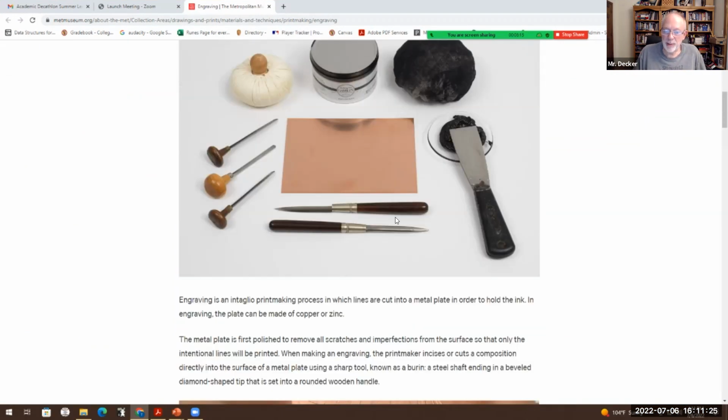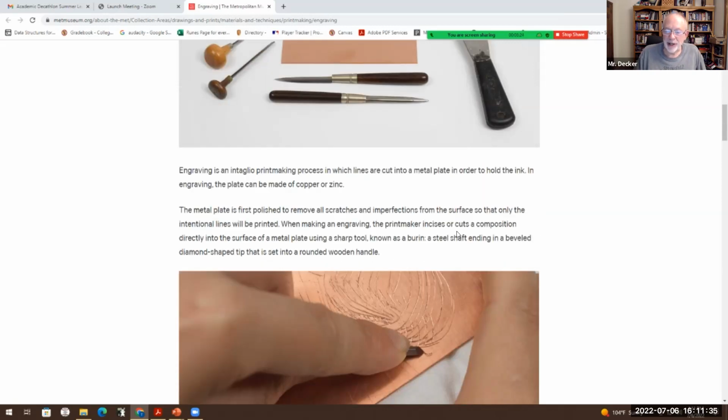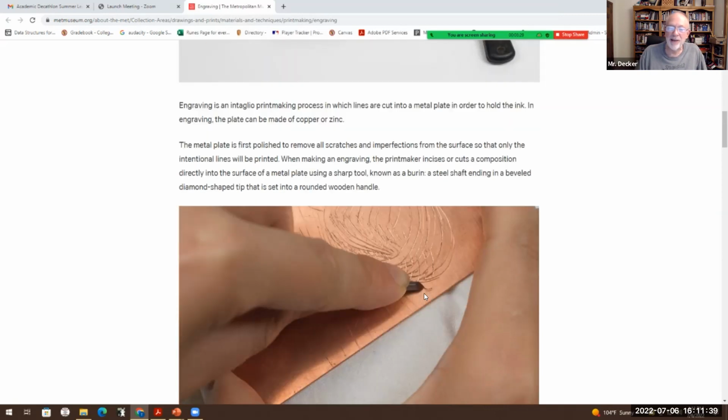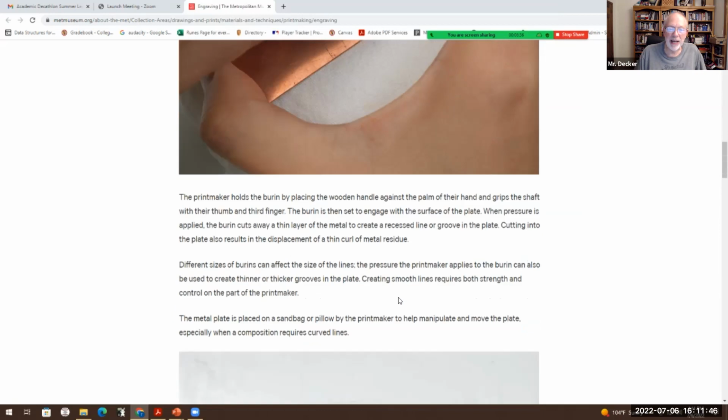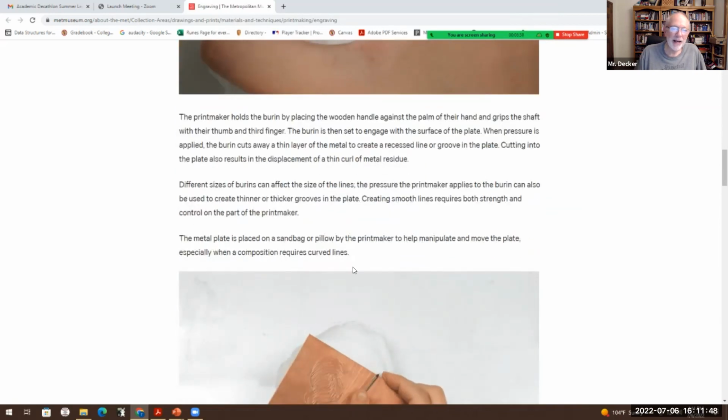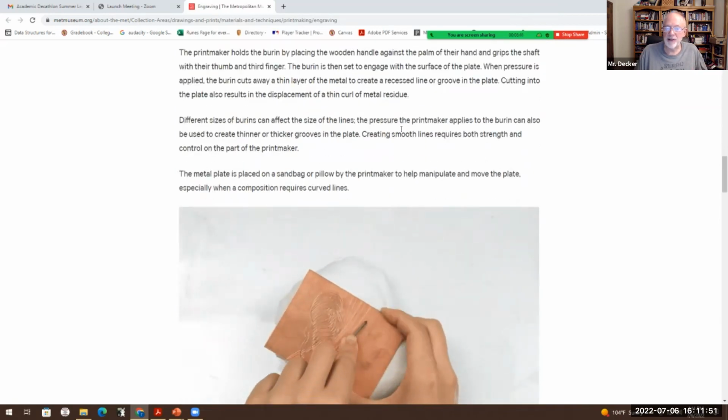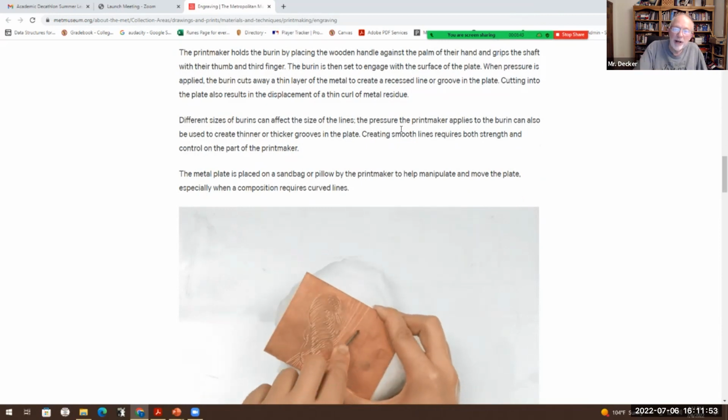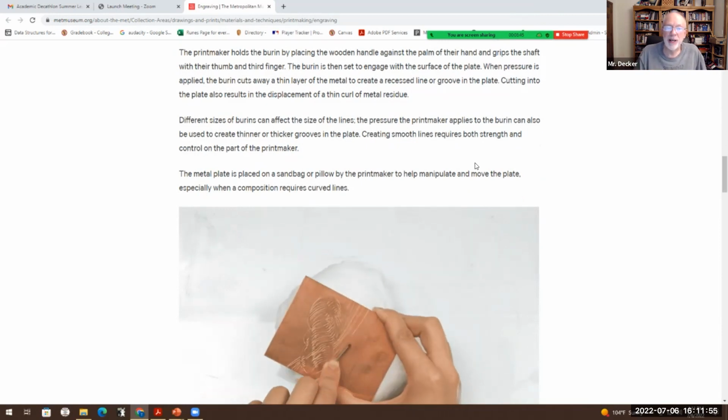First, they polish the metal plate, remove all scratches and imperfections, so just the intentional lines will eventually be printed. The printmaker incises or cuts a composition directly into the surface of a metal plate using a sharp tool known as a burin. It's a steel shaft ending in a beveled diamond-shaped tip that is set into a rounded wooden handle. Different sizes of burins can affect the size of the lines, and how much pressure the printmaker applies to the burin can be used to create thinner or thicker grooves in the plate.